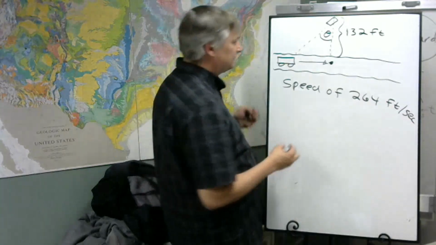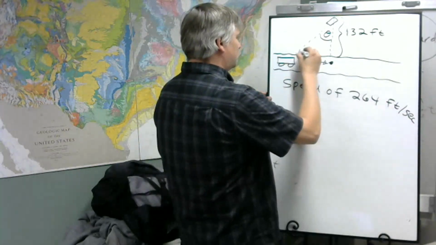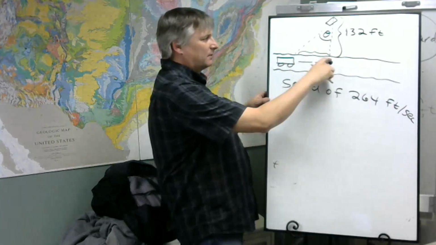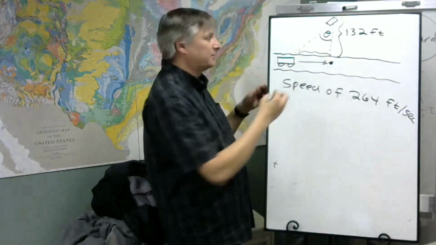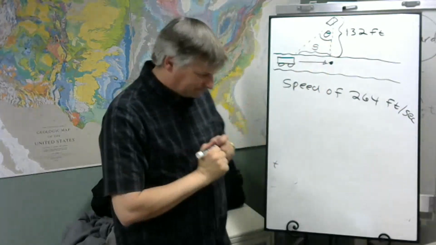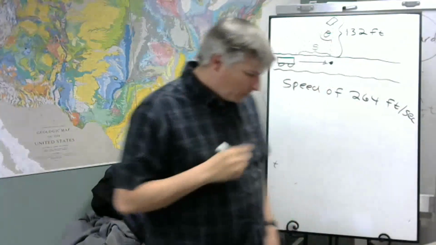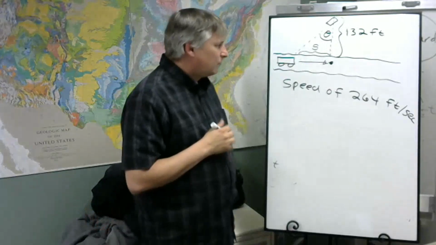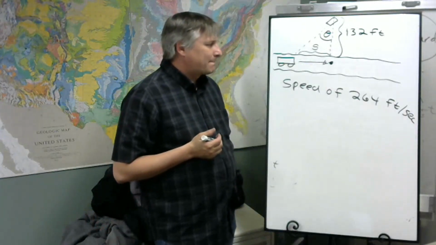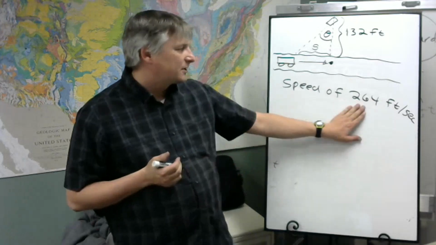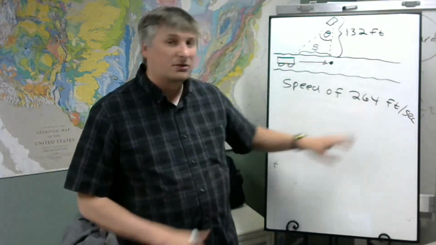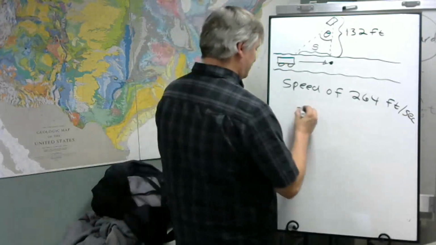Now, in this picture, there's something else we can label. The distance from the car and this location in front, I'm going to call this S. So what we want to do, why would we do anything with the S? Well, the speed of 264 feet per second, that's a change of distance over time.